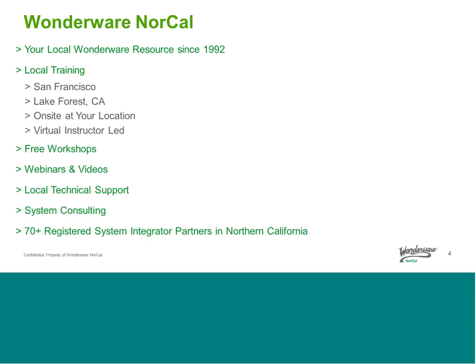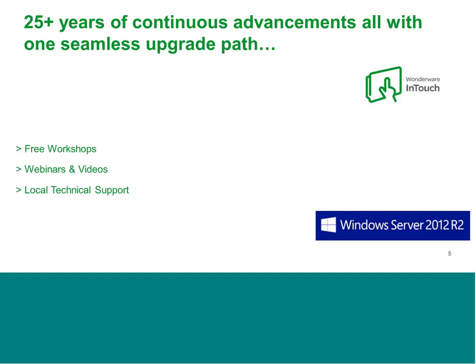Things that are important to you. We can show you the solutions and point you in the right direction on how to get those solutions implemented cost effectively. And here in Northern California, we have over 70 registered system integrator partners. So those are registered Wonderware integrators that can also help you with upgrades if you need some help.